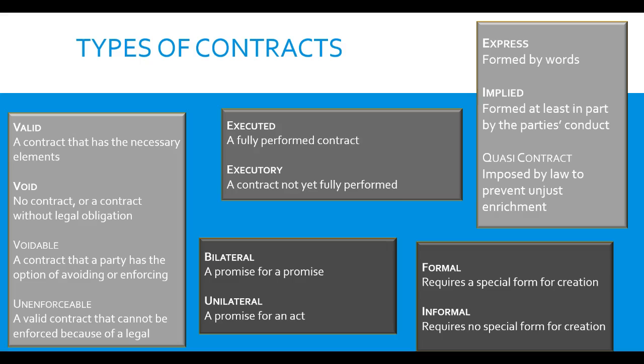There are types of contracts. Each of these categories signifies a legal distinction regarding a contract's performance, formation, or enforceability. We'll take a look at the valid, void, voidable, unenforceable contracts, the executed and the executory contracts, the bilateral and unilateral, the express, the implied, and quasi contracts, along with formal and informal contracts.